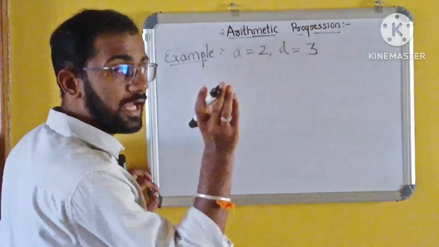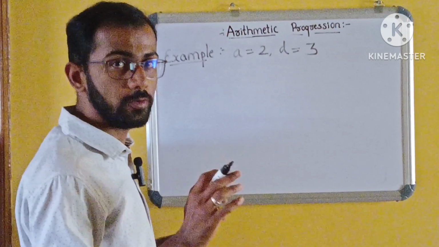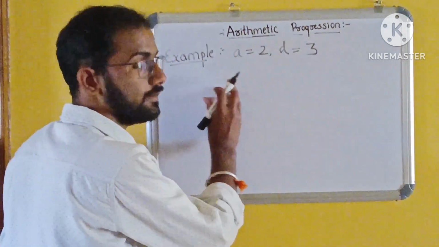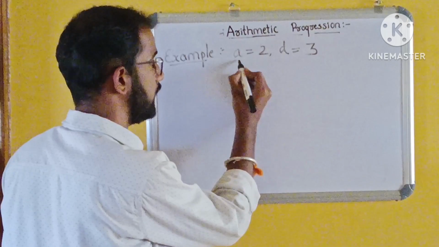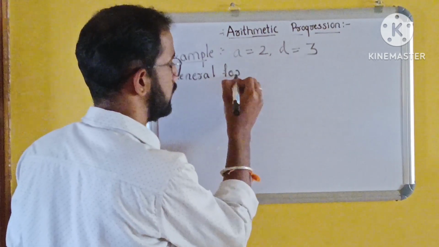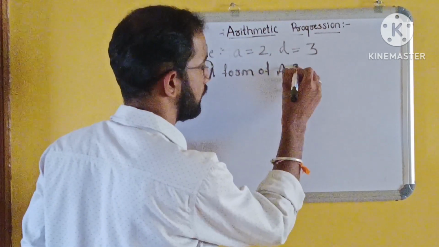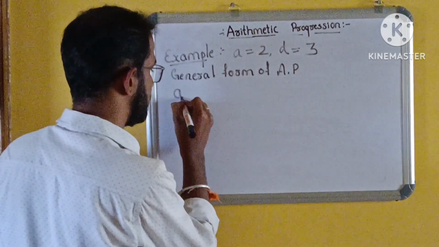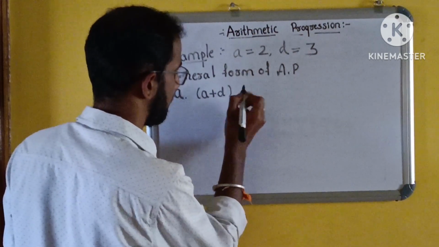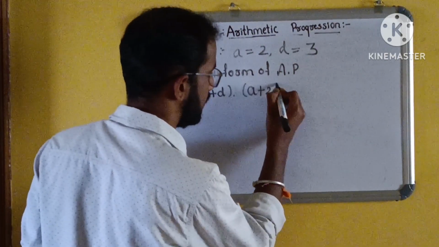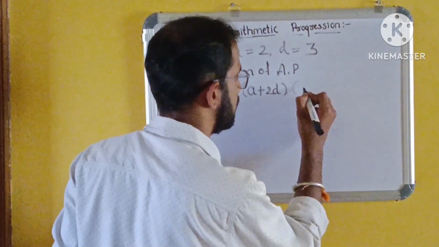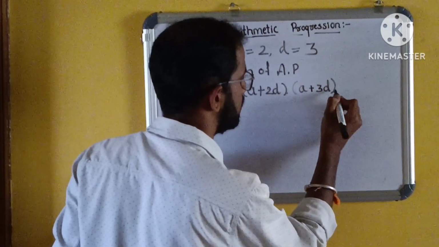As I explained earlier about the general form of an arithmetic progression, using that we can create one. The general form of an AP is: a is the first term, then a plus d, a plus 2d, and a plus 3d, and so on.